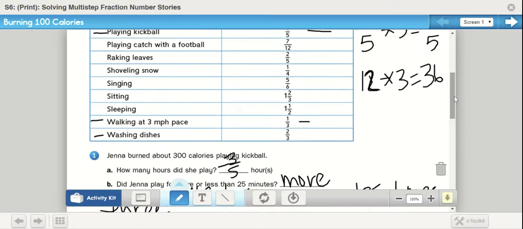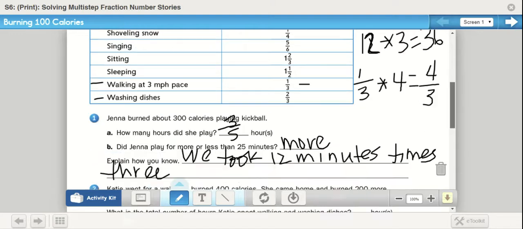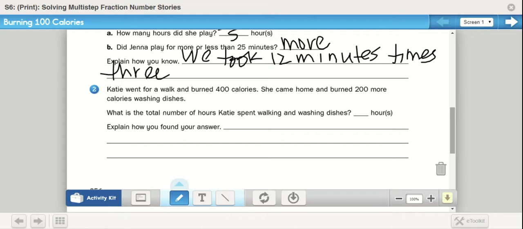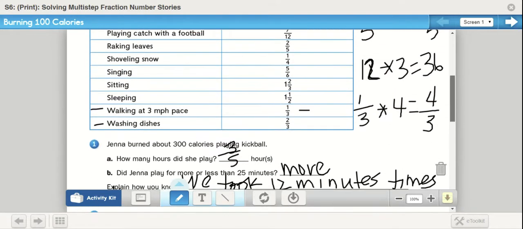So she burned, I gotta look again, sorry, 400 calories walking. Well, it takes her 1/3 of an hour to burn 100 calories. So if she burned 400, I have to take that times 4 because there's 4 hundreds in 400. So 1 times 4 is 4. My denominator stays the same. So it took her 4/3 of an hour. I'm going to make note of that down here: 4/3 of an hour walking. So obviously, she walked for more than an hour.